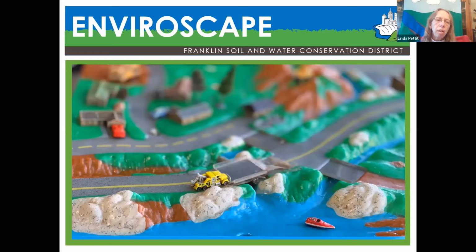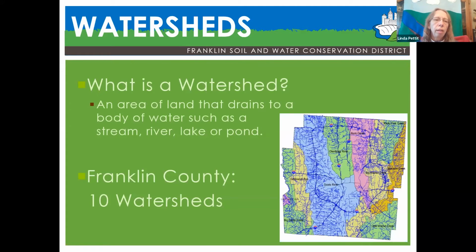So by using the ENVIROSCAPE model, we are going to look at our watershed, our land area that drains to a certain body of water. And we are going to look at how the things we do to the land can affect the quality of the water around us. So looking at a watershed, like I said, is all the land that drains to a body of water, such as a stream, a river, a lake, or a pond.